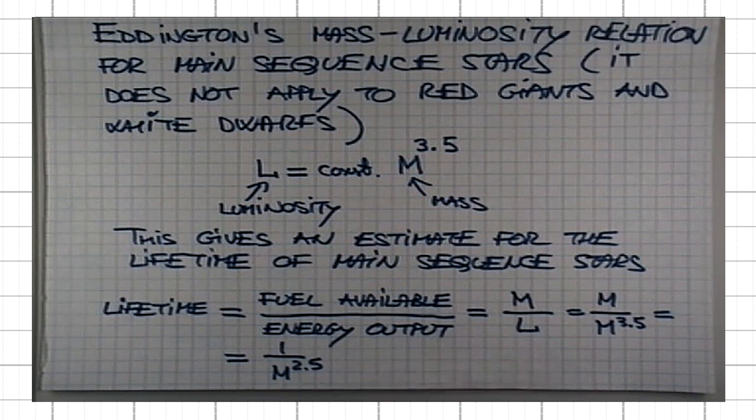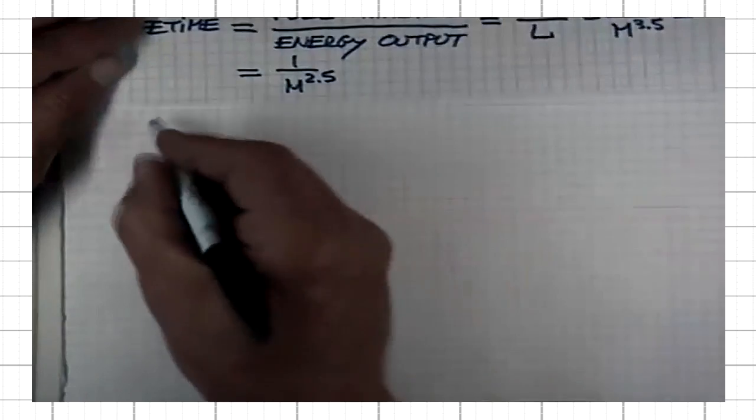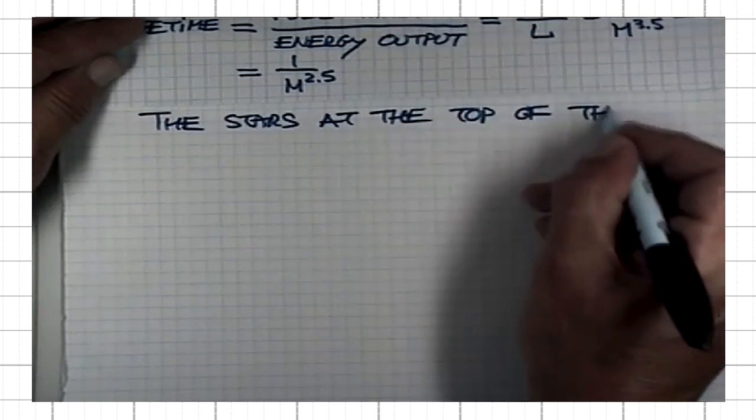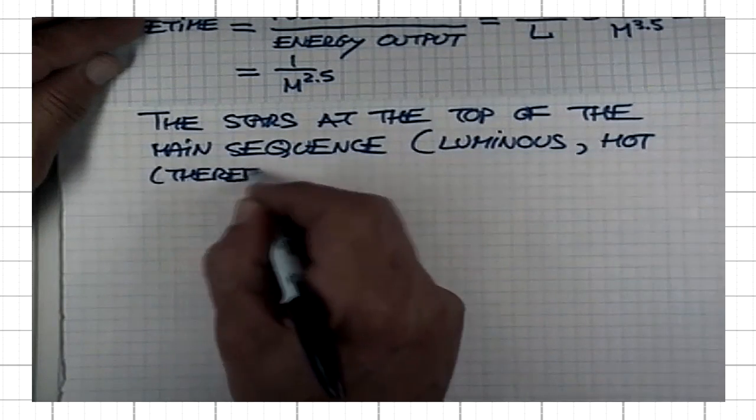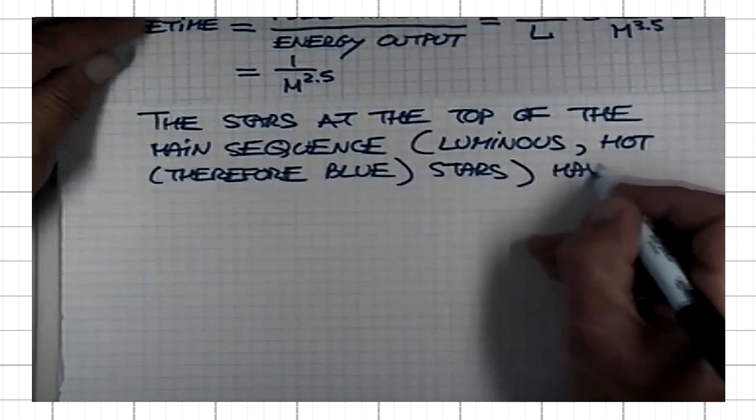Okay? That also implies that we cannot see massive stars that often, because those don't live very long, and the odds are that they have burned out before our lifetime. Astronomers do see some stars with masses over, say, 30 solar masses, 50, even 100, but they are not very common, simply because they don't last very long. So this tells us the stars at the top of the main sequence, which are luminous and hot, therefore blue, have short lifetimes.